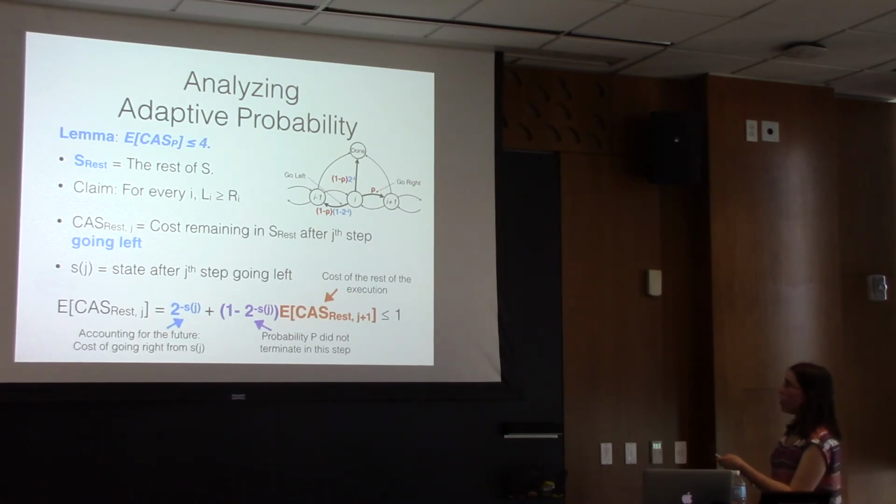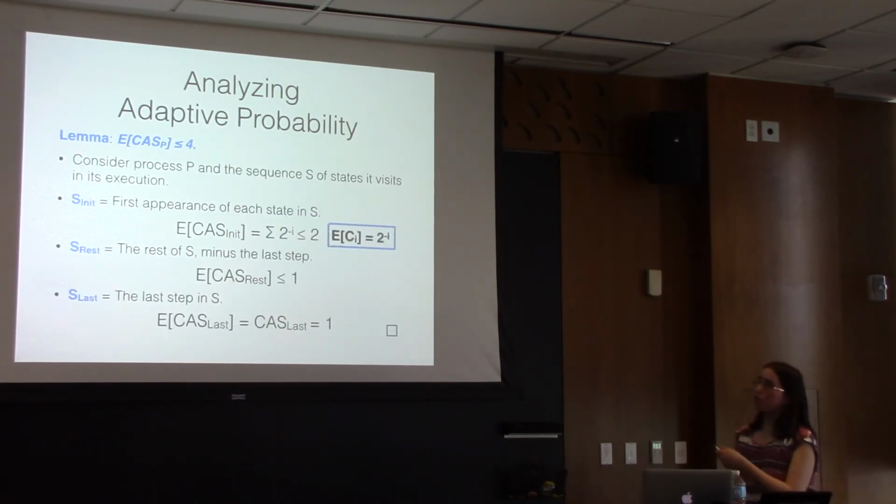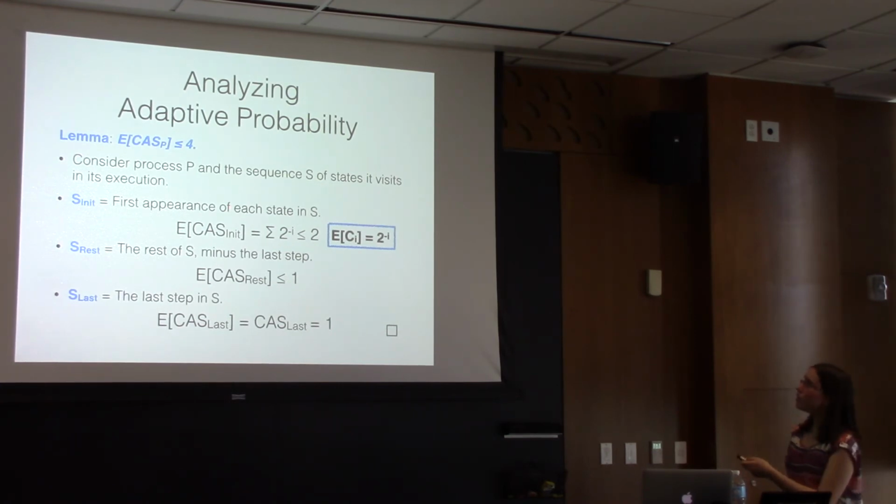Right. And so if we go back to our total calculation, we had the initial part, which summed up to less than 2, the middle part, which we just saw sums up to less than 1, and we had our final cast. So if we add these up together, we get 4. All right, so this is the end of the proof of the main lemma.